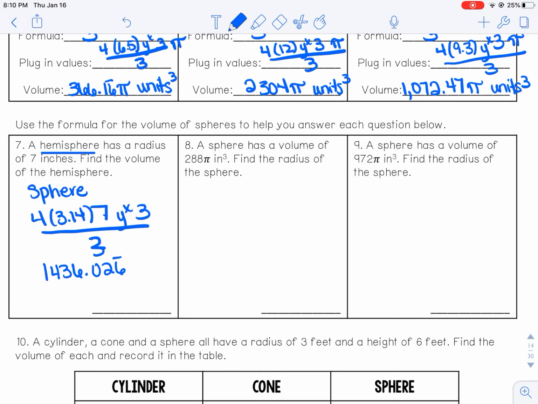That's the volume of the total sphere, but I need half of that. So I'm going to divide that by 2. I'm going to leave what I have in my calculator and just hit divided by 2. Okay, and that's going to give me 718.013, and I'm going to put a repeating line over the 3. Okay, and this is in inches, so let me go ahead and put cubic inches. There's our answer. All right, we're going to skip this one and skip this one.